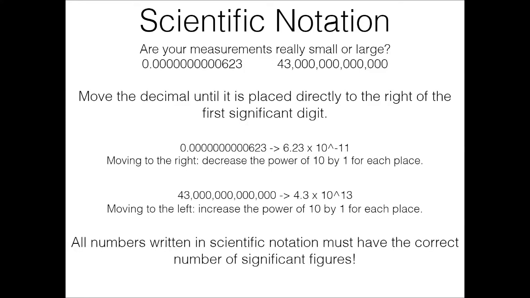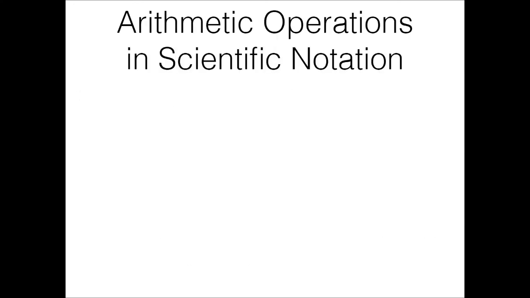Now, when you write in scientific notation, you can only include significant digits. You may not put any zeros that are not significant. That's the whole point. So, if you are converting to scientific notation, do not add any extra zeros that you're not allowed to have, either before or after. You're not allowed to do that. Every scientific notation number must have the correct number of significant figures.